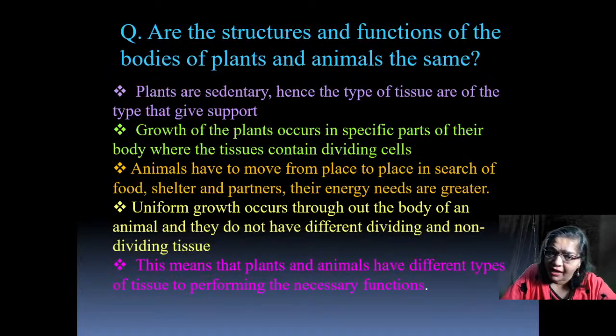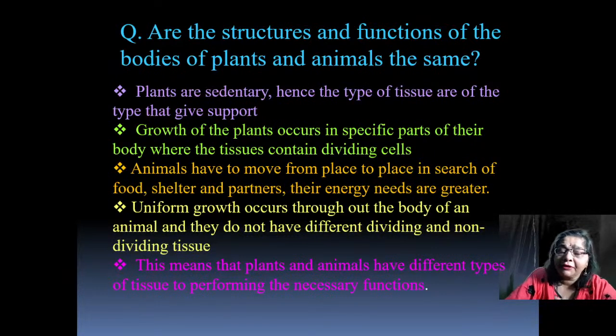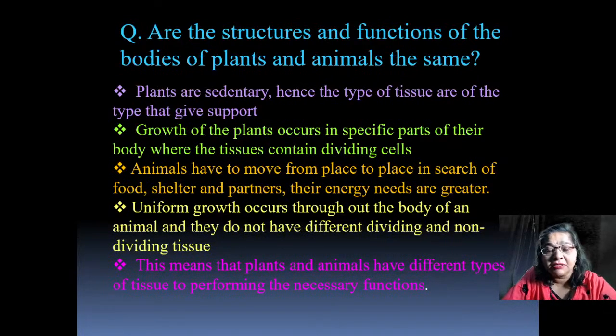Now, plants generally are sedentary, hence the types of tissue are of the type that gives mechanical support, mainly support. Whereas the growth of the plants occurs in specific parts of their body, for example, at the root tip, at the stem tip, at the leaf tip. And of course, these tissues contain dividing cells that help in multiplying and increasing the number of cells and thus help in growth of the plants.